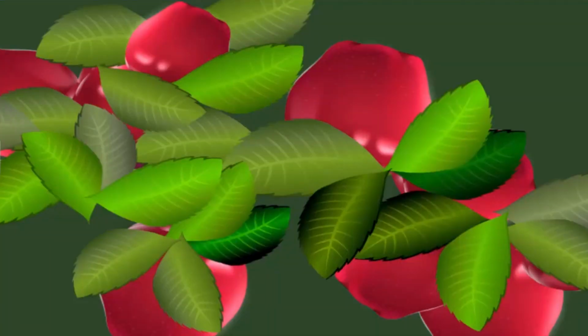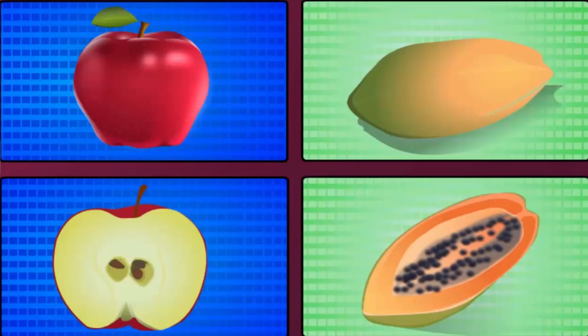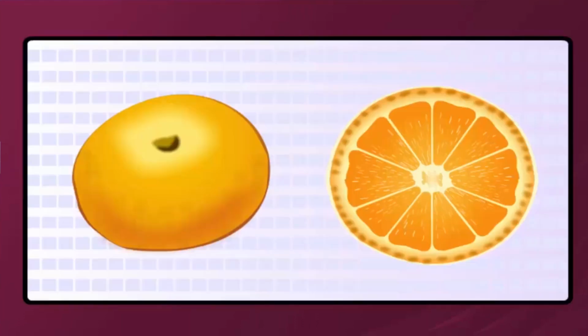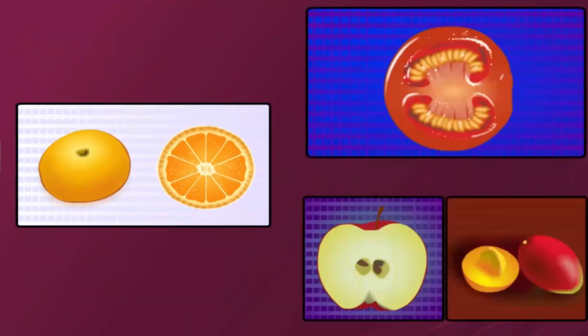In time, the ovary becomes the fruit and the ovary wall becomes the fruit wall. Fruit is a ripened ovary formed after fertilization. They can either be fleshy or dry. When the ripened fruit consists of soft pulpy wall and juice, it is called a fleshy fruit. A few examples of such fruits are orange, tomato, apple, and mango.